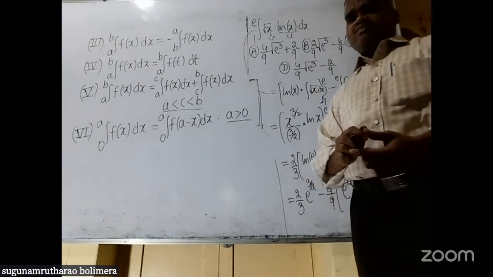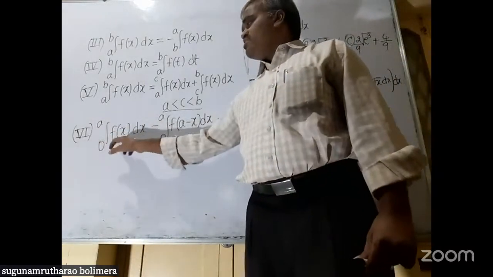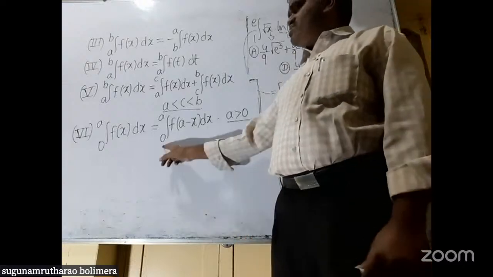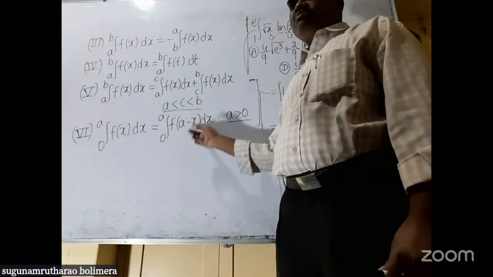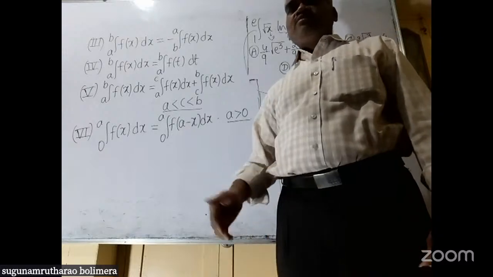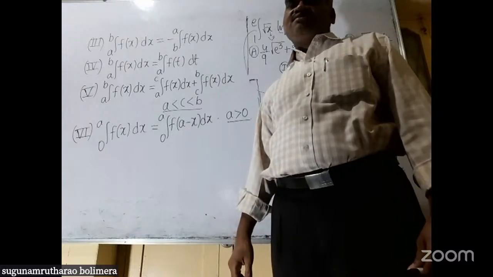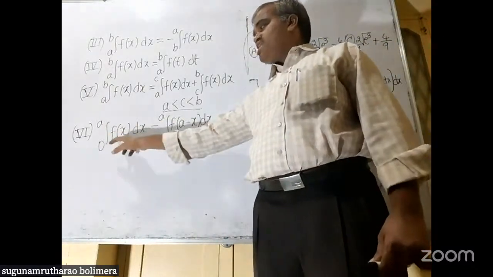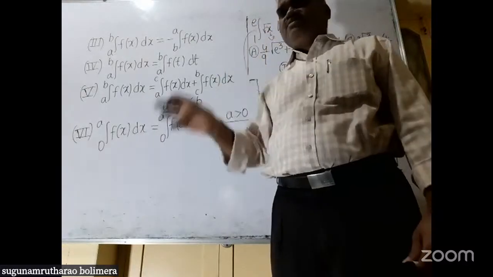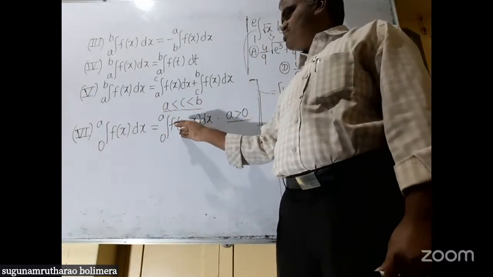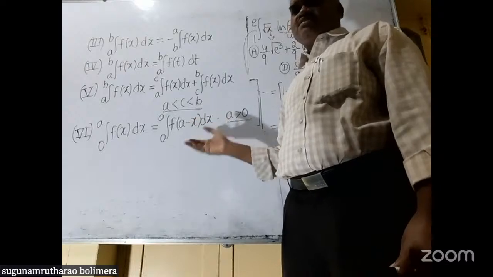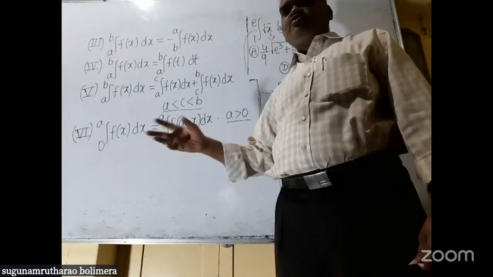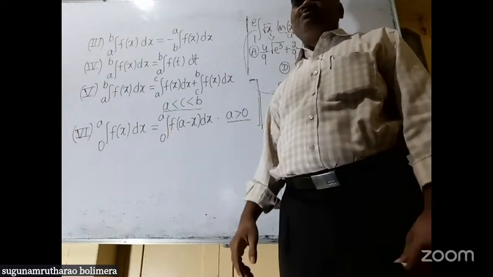Like here, integral 0 to pi by 2 sin x dx equals integral 0 to pi by 2 sin of (pi by 2 minus x) dx. Sin of (pi by 2 minus x) will be cos x. So integral 0 to pi by 2 sin x dx will be equal to integral 0 to pi by 2 cos x dx. By writing that value, both will be the same. Doing integration, you will get the same value.